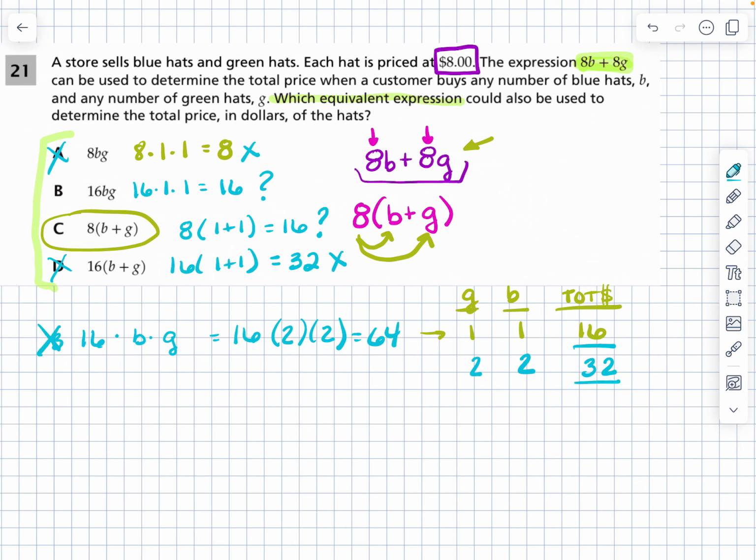So let's just verify that C works, and we've got 8 times B plus G, and B and G are both 2. 2 plus 2 is 4. So now we've got 4 times 8, and 4 times 8 is 32. Check, that's what we expected.